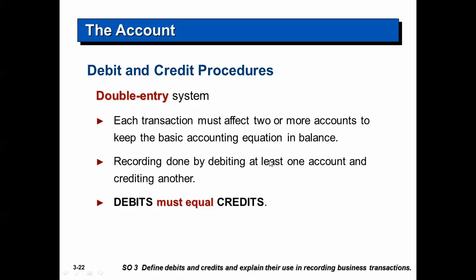Credit and debit procedures. In a double entry system, each transaction must affect 2 or more accounts to keep the balance in the accounting equation. Recording is done by debiting at least one account and crediting another. At all times, debits must equal credits.